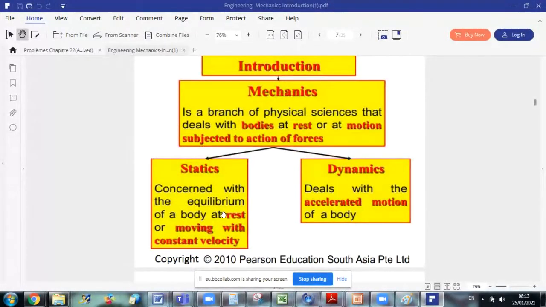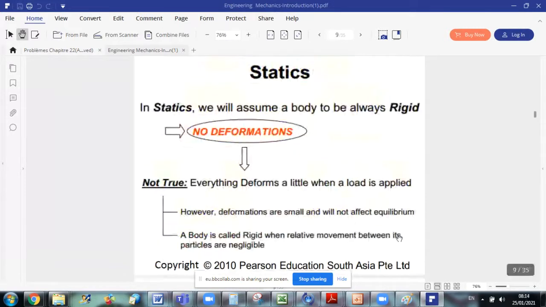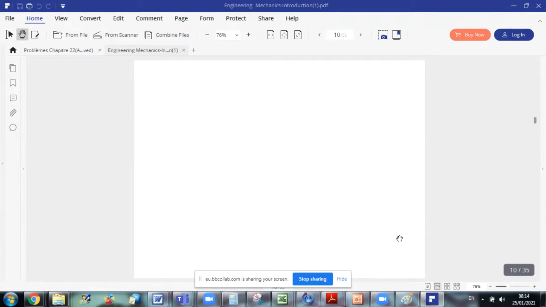So as we mentioned, statics is only concerned with objects at rest or moving with constant velocity, and dynamics deals with accelerated motion. So we said that in mechanics of a rigid body, we will consider that we have no deformation. And as I told you, in real life, every body will undergo certain deformation. But when they are at the micro scale, they can be neglected.